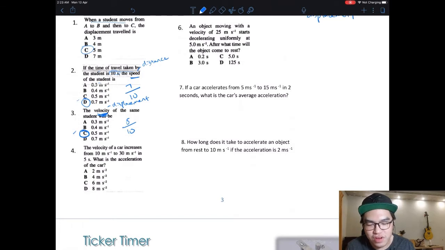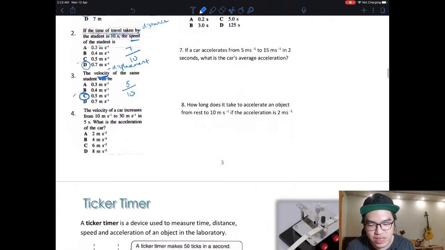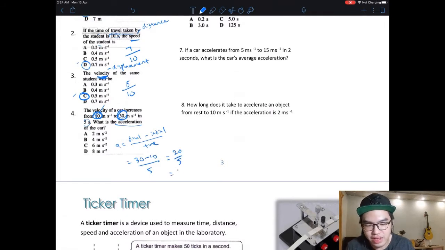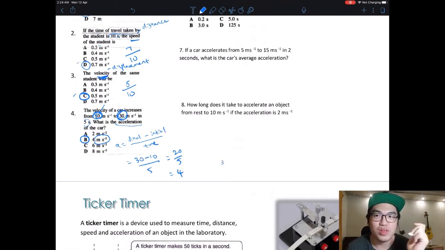All right, number 4, velocity increases from 10 to 30 in 5 seconds. What's the acceleration? So what's the formula of acceleration? Acceleration is final velocity minus initial velocity, it's up there, divided by time. So 10 to 30, 10 is my initial, the starting, 30 is final. So 30 minus 10 divided by 5. So 20 divided by 5, you should get 4. Look at the unit, m/s², instead of m/s, because acceleration is divided by time two times.